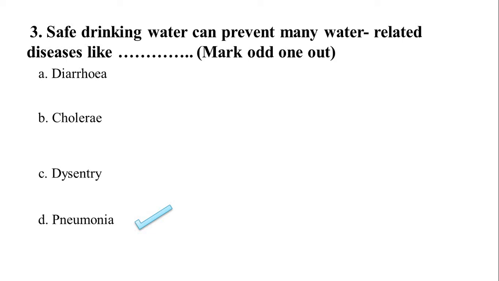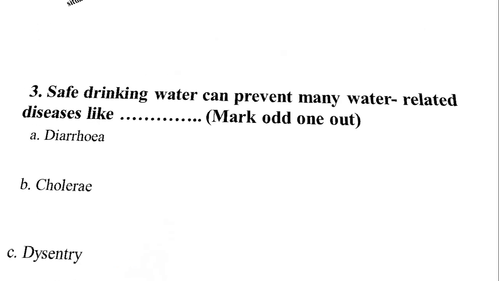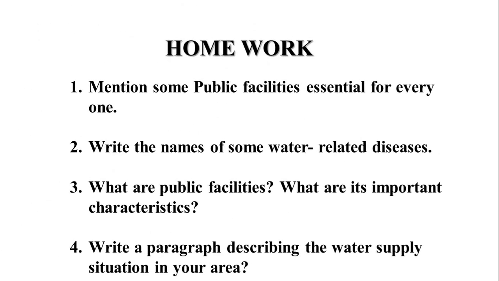It's practice time now, and here is some homework for you. Your question number 1 is, mention some public facilities essential for everyone. Your question number 2 is, write the names of some water related diseases. Your question number 3 is, what are public facilities? What are its important characteristics? The question number 4 is, write a paragraph describing the water supply situation in your area.